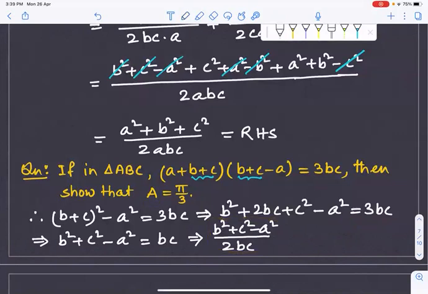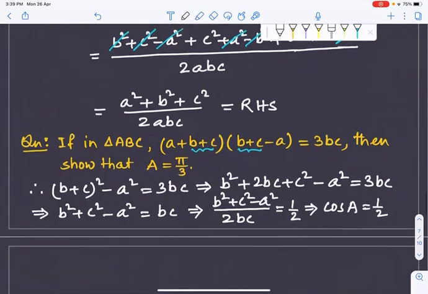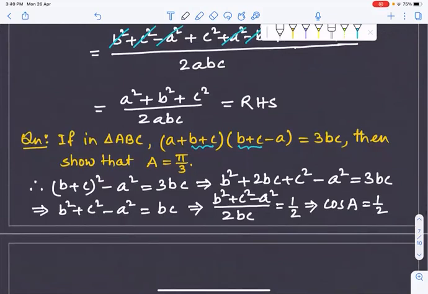And in the right side, what will I get? It is nothing but half, because there is a bc here. If I divide by 2bc, bc will be cancelled, only half will remain. And then this implies cos A equals half. If cos A is half, what can we say? We can say that angle A is nothing but pi by 3.